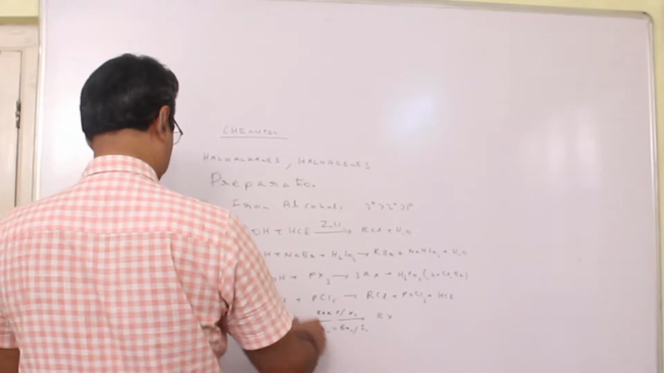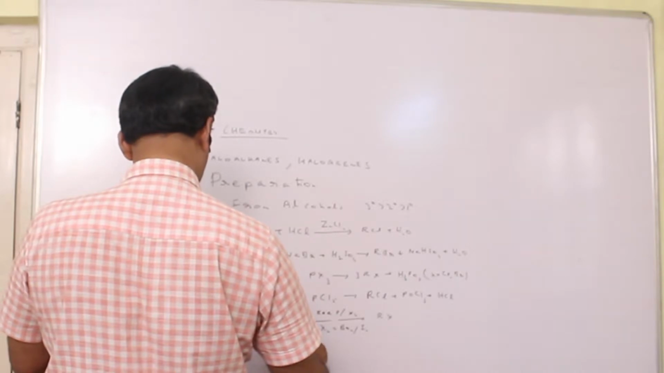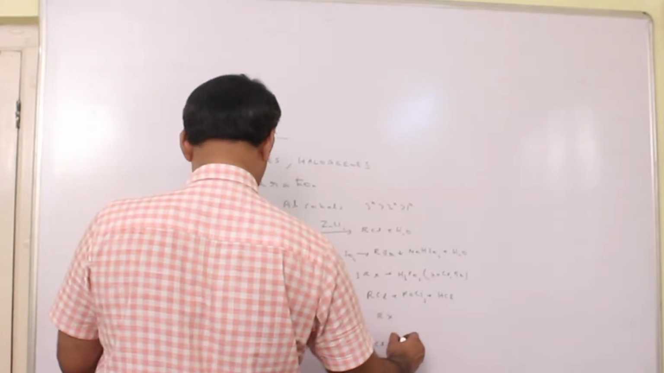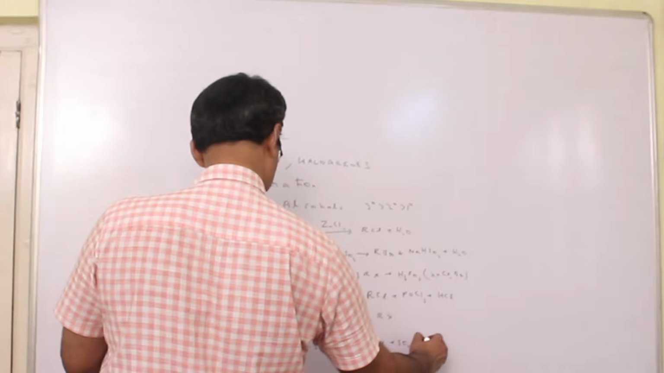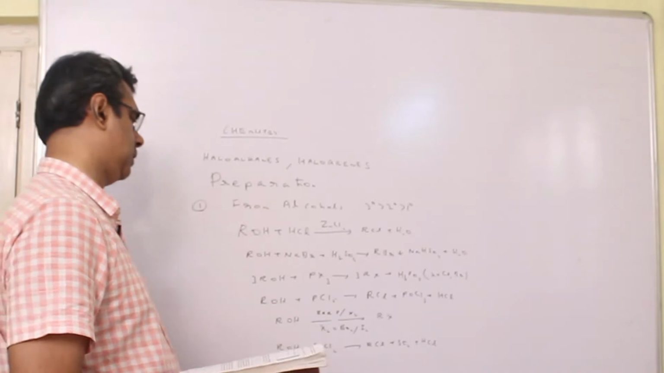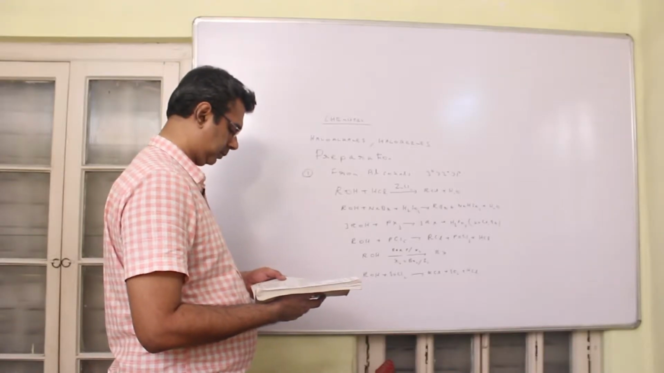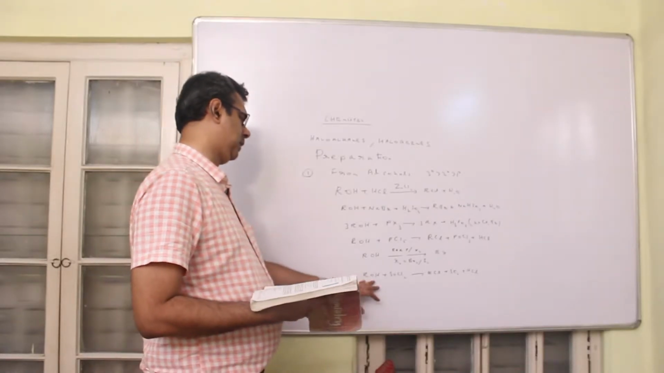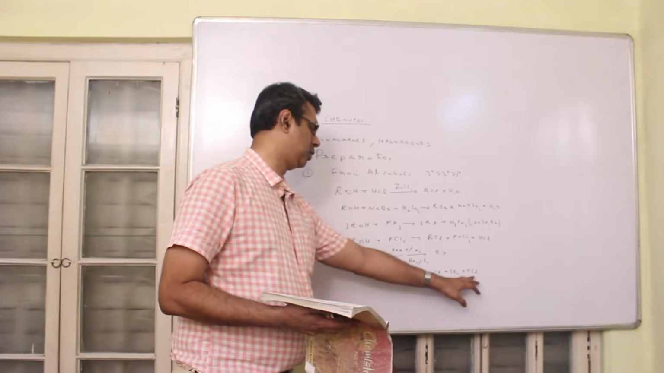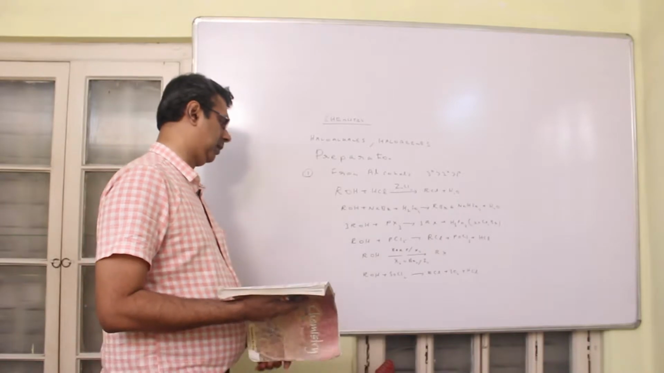So alcohol with red phosphorus and halogen is giving haloalkane. Then alcohol plus SOCl2 gives haloalkane plus SO2 plus HCl. Now among these methods, the last one is considered a very good method of preparation because at the end of the reaction, SO2 and HCl escape as gas. So this one is a preferred method among the other methods.